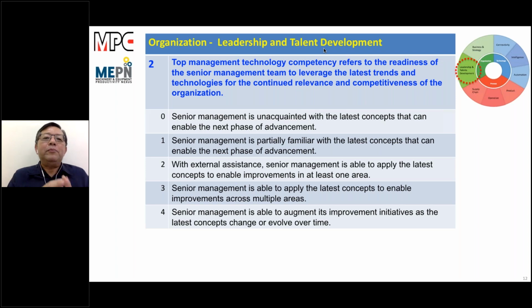You see that top management technology competency refers to the readiness of the senior management team to leverage the latest trends of technologies for the continuous relevance and competitiveness of the organizations. So the whole idea is they want to know the senior management of the organization, are they ready? Because a lot of Industry 4.0 is unable to achieve because the leadership team is not ready. The top management do not have the competency, so they don't have an interest. They don't want to see the result through their mobile phone or through the iPad and so on.